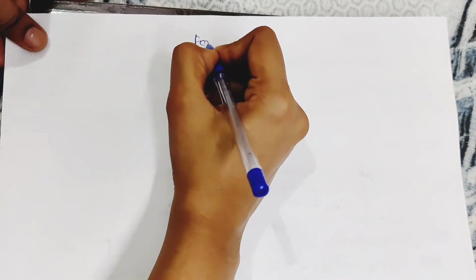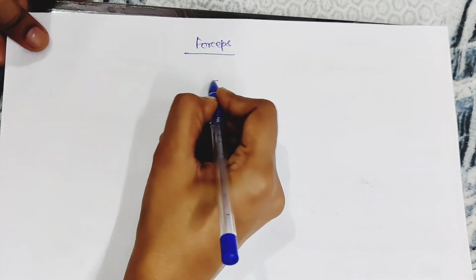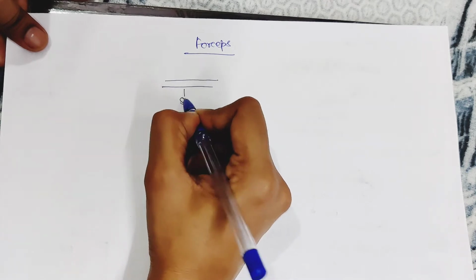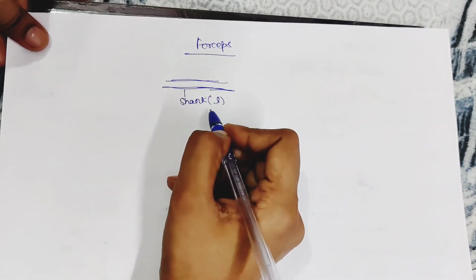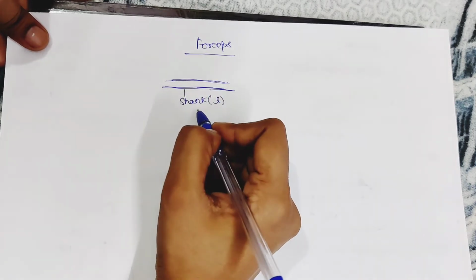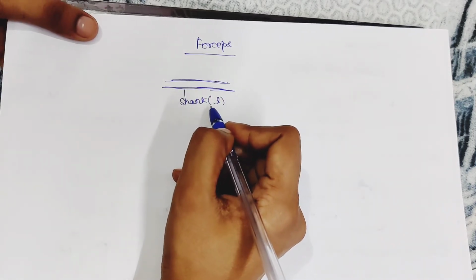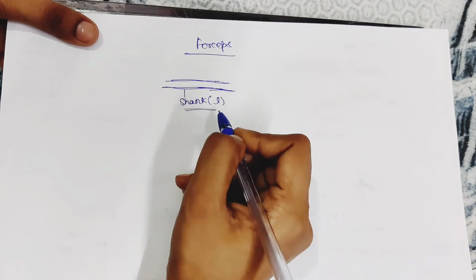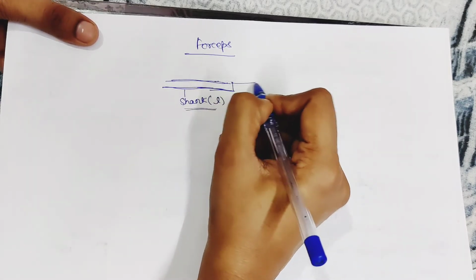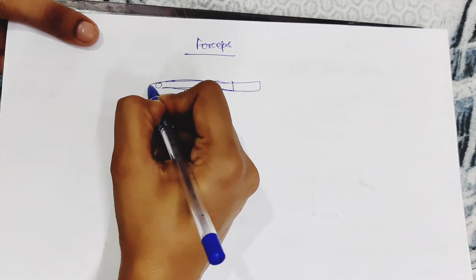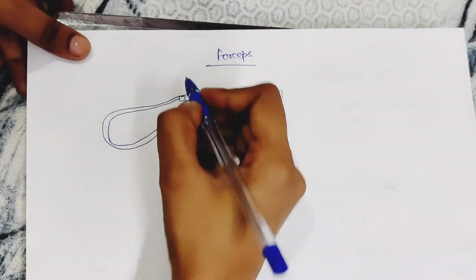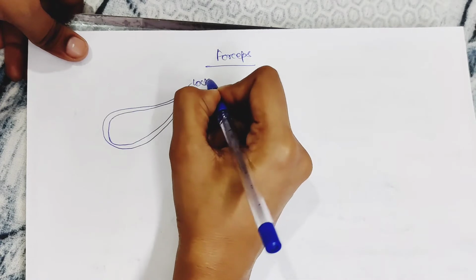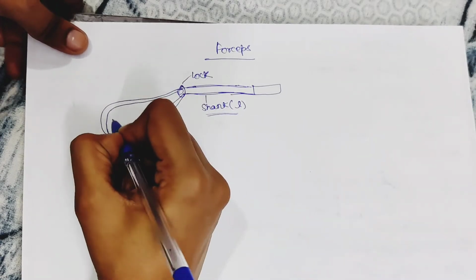So suppose this is forceps. Forceps has a shank with variable length. Shank gives the length to forceps. Sometimes in Wrigley's forceps this length is very short, and in Keelan forceps and Piper's forceps this length is very long. So this is shank, this is handle, and this is blade. Here there is a lock, this is lock, this is blade.